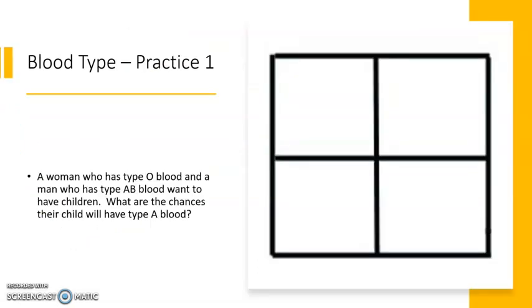So let's take a look at how we would do some Punnett squares. A woman who has type O blood and a man who has type AB blood want to have children. What are the chances that their child will have type A blood? Well, let's try it out. All right, so type O is that little i, and AB is that I^A I^B. We use that same crossing over and down, the same shuffling we do with any Punnett square.